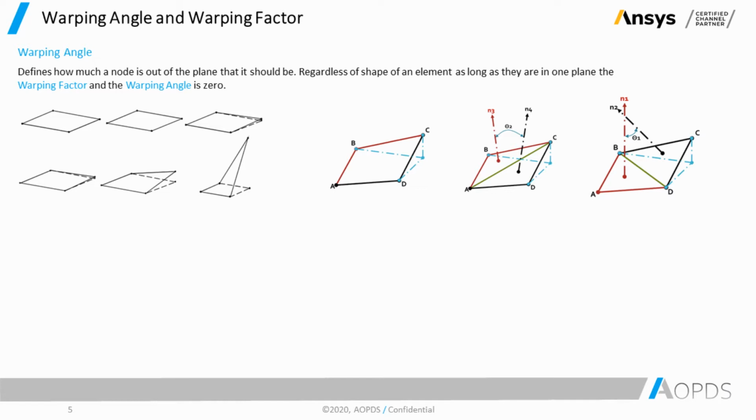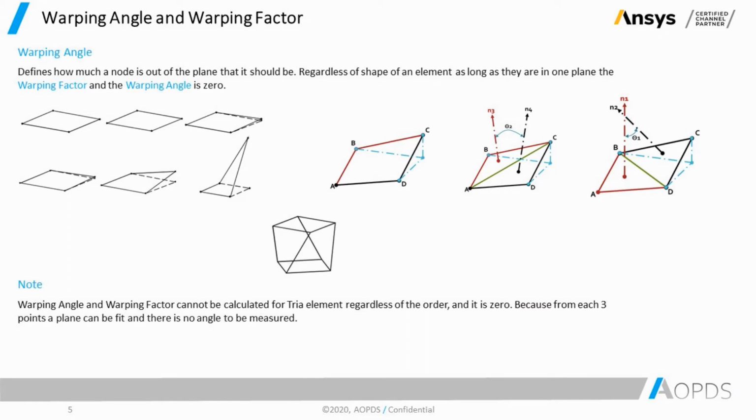So if I go ahead and create 2 possible planes in each element and measure the angle between the normals, the maximum angle is representing the warping angle.